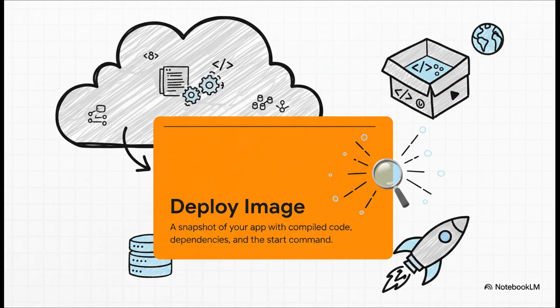And this right here, this is the whole reason we did that build phase. It's to create the deploy image. This is the final product that comes out of our workshop. The best way to think of it is as a sealed, self-contained snapshot of your app. Everything it needs, the code, the dependencies, how to start, is all locked inside, totally ready to go.